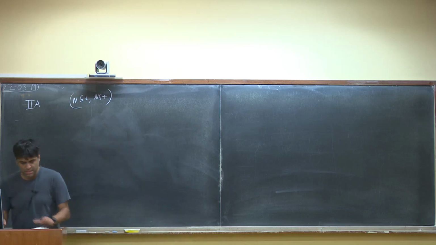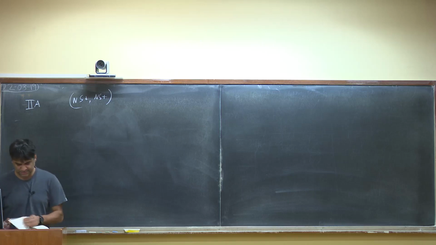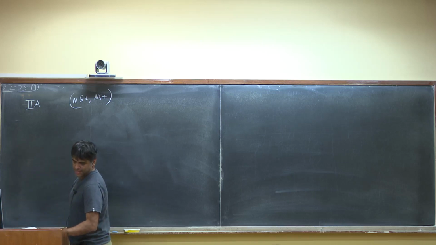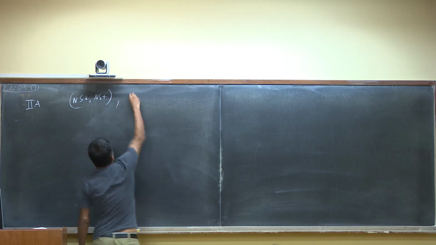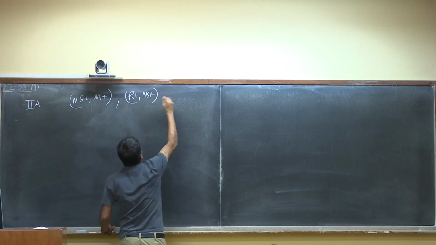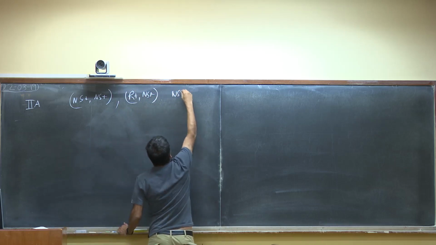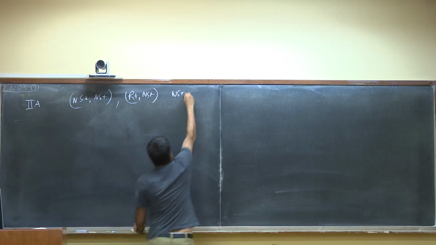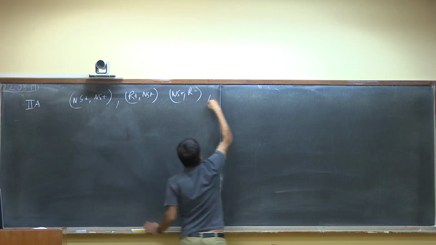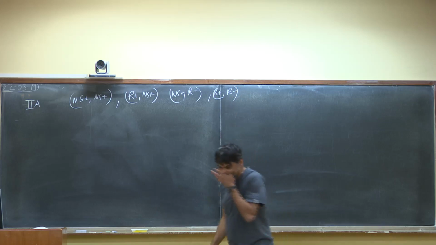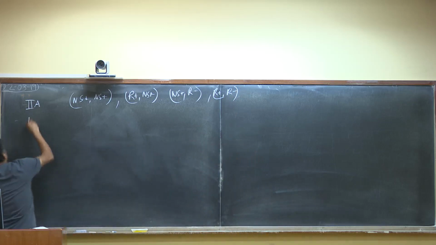But in addition, we had the R plus NS plus. Then we had the NS plus R minus, I suppose, yes, R minus, and the R plus R minus sectors. This was type 2A. Then we had type 2B.